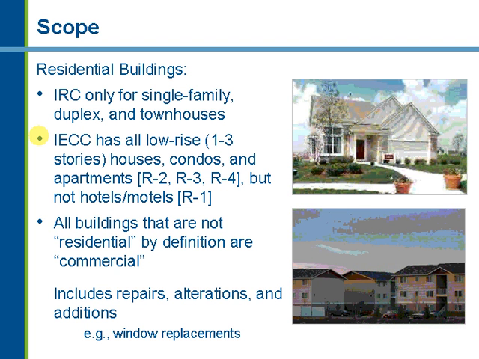Basically, the R2 is for occupancies that contain more than 2 dwelling units. The R3 includes 1 and 2 family dwellings. And the R4 is for residential care and assisted living units. It does not include hotels and motels, which are R1, which would throw you over to commercial requirements.